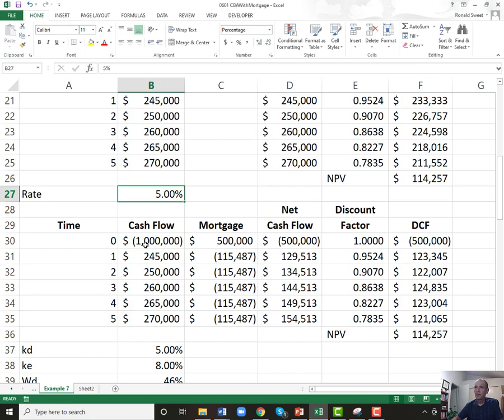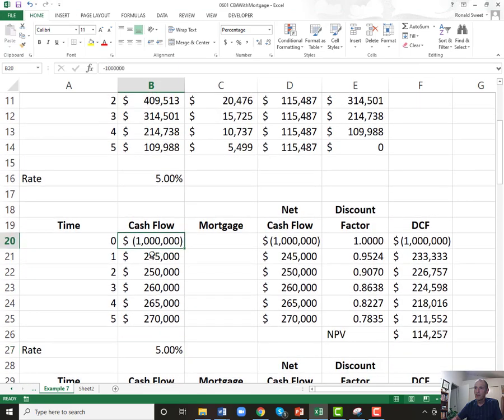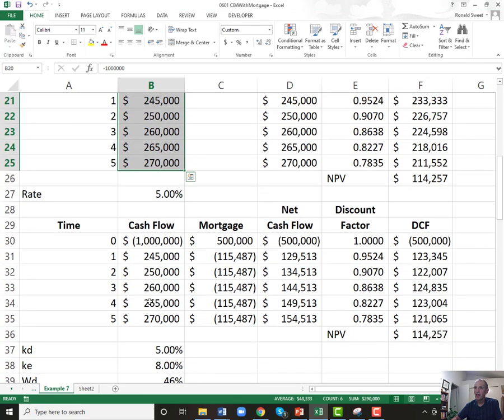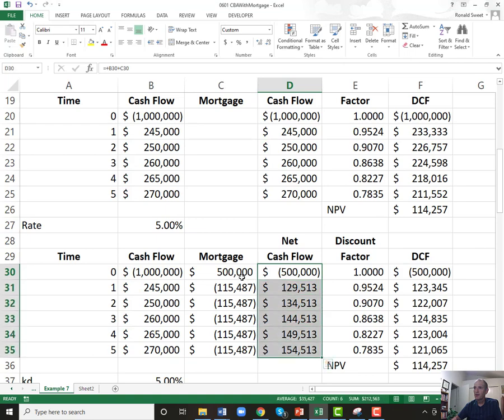Now let's do it with the mortgage. What happens with the mortgage? So let's look at this. The cash flows are the same. We didn't change the cash flows. They're exactly the same, but now we have a mortgage. We borrow $500,000. So our net cash flows are much different.